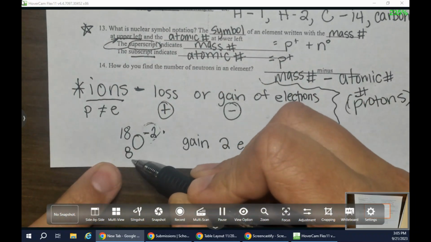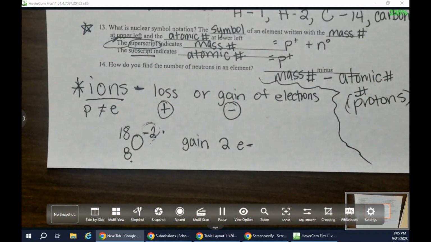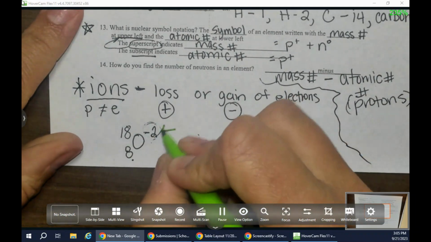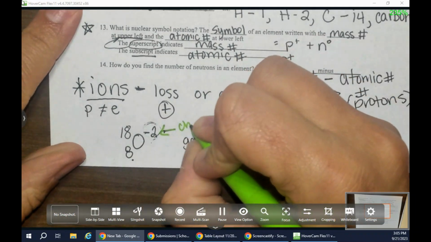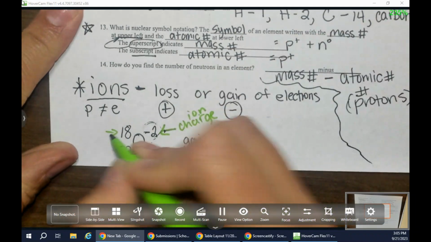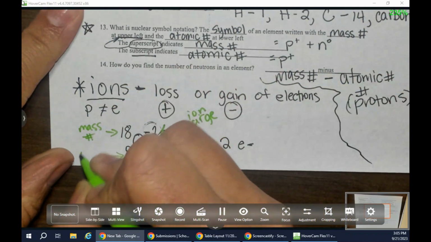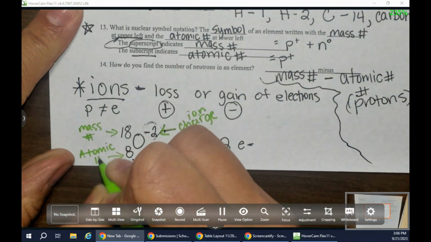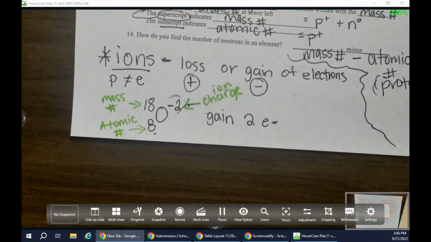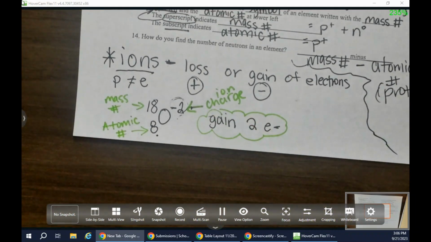This is still atomic number, still mass number. Okay, so if we need to put labels, I would do that. That way you're not confused when you look at your notes tomorrow. All right, so this is your charge for an ion. This is your mass number, which I made up. And this was your atomic number. Okay? All right. If I took away 2 electrons, what would I have? +2. Good.